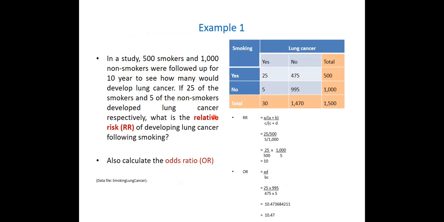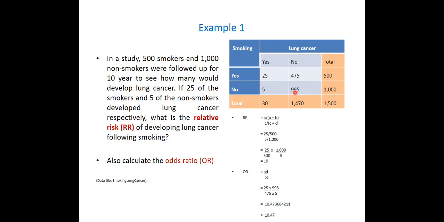In a study, 500 smokers and 1,000 non-smokers were followed up for 10 years to see how many would develop lung cancer. If 25 of the smokers and 5 of the non-smokers developed lung cancer, respectively, what is the relative risk of developing lung cancer following smoking? Now, from what we are seeing, it is obvious that this is a cohort study where you have smokers and non-smokers. Smoking is not a disease, so it's just a factor. When you start with smoking, non-smoking like that, you know that you are starting with a factor. So it's a cohort study.